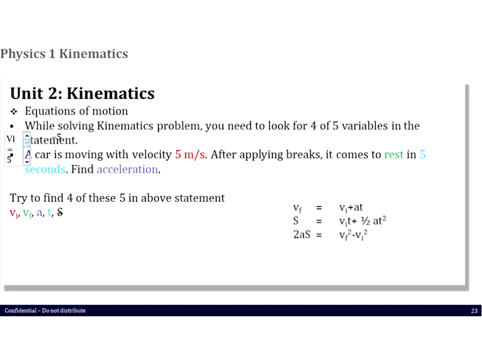Does it make sense physically? If you read the problem, yes, it does, because the car was moving at 5 meters per second. It applied brake. It is slowing down, decelerating exactly. It took 5 seconds to come to rest, so it was slowing down. So if it is slowing down, it means that acceleration has to be negative, and that's what we got in the mathematical tackling of this problem.